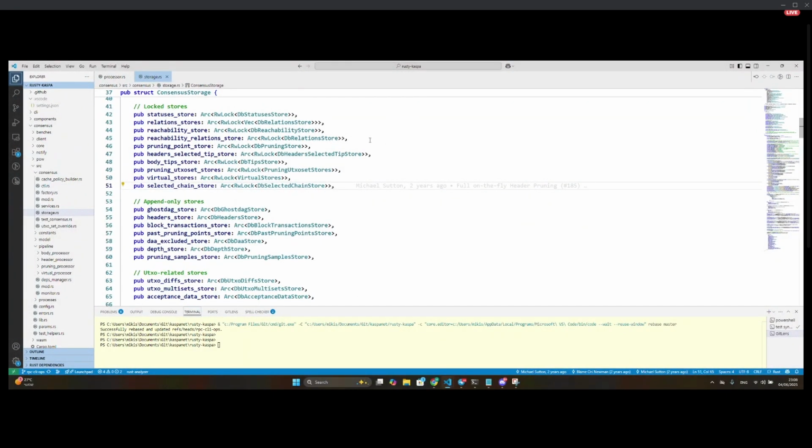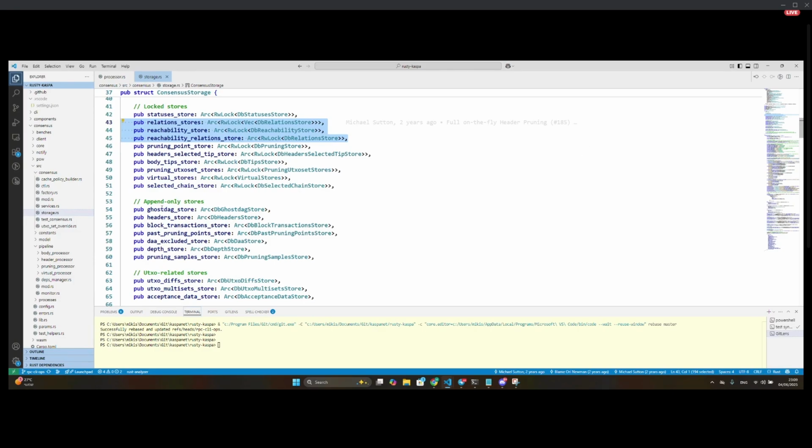The most significant ones are probably the reachability store and the relation stores. Both of these. And those are also the ones that are being pruned, right? Yeah, they represent, in a sense, the way we maintain the DAG topology. So they're the sensitive part.